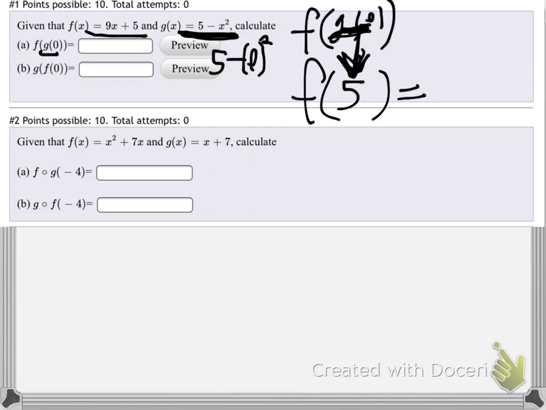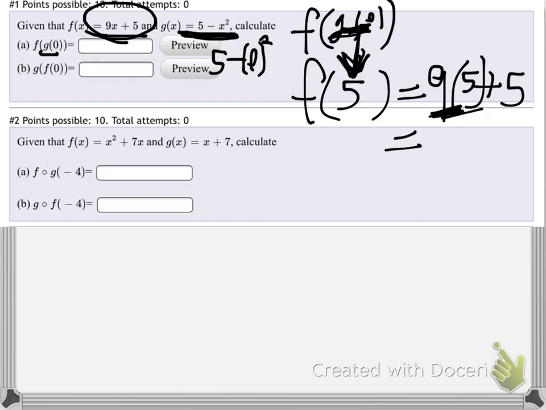F of 5 is us looking back at the f function, 9x plus 5, and it'll be 9 times 5 now, plus 5. And then we'll just see where it goes from there. 9 times 5 is 45, plus 5 is 50. That's what I'm looking for on this one.